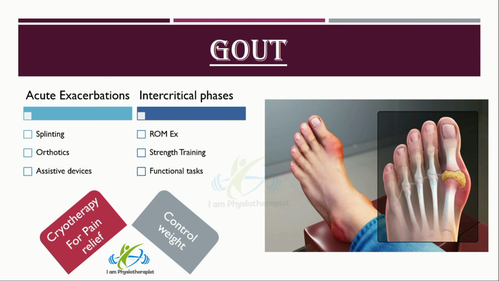During intercritical phases, physical therapists may offer assistance with maintenance of range of motion, strength, and function. The physical therapist can also assist the patient in the creation of a suitable exercise routine, and keeping their weight under control. A study published in 2002 in the Journal of Rheumatology found that the use of cryotherapy to alleviate the pain associated with acute bouts of gout may be effective.